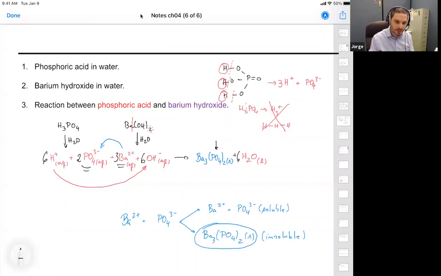So in this case, when you are mixing an aqueous solution of phosphoric acid and barium hydroxide, after the mixing you will notice a solid being formed in solution, and the identity of this solid is barium phosphate. This is also called a precipitate, and we can abbreviate that by PPT.